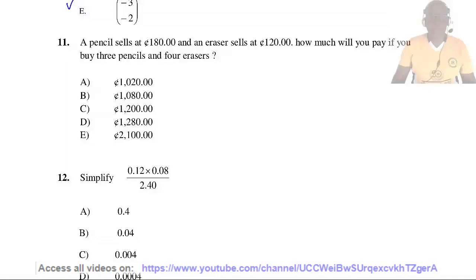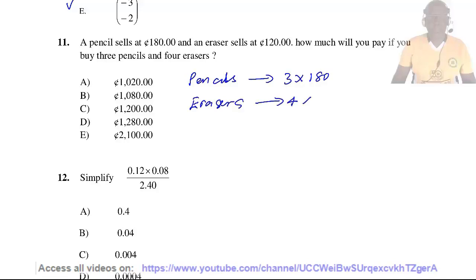Question 11. A pencil sells at 180 cedis and an eraser sells at 120 cedis. How much would you pay if you buy 3 pencils and 4 erasers? For the pencils, they are 3 in number and they cost 180 cedis each. For the erasers, they are 4 in number and they cost 120 cedis.